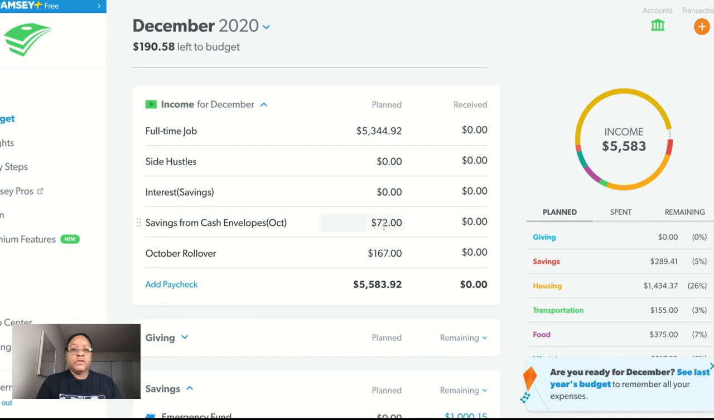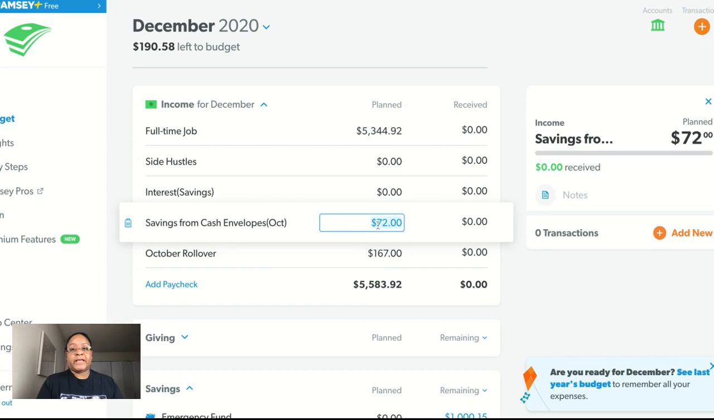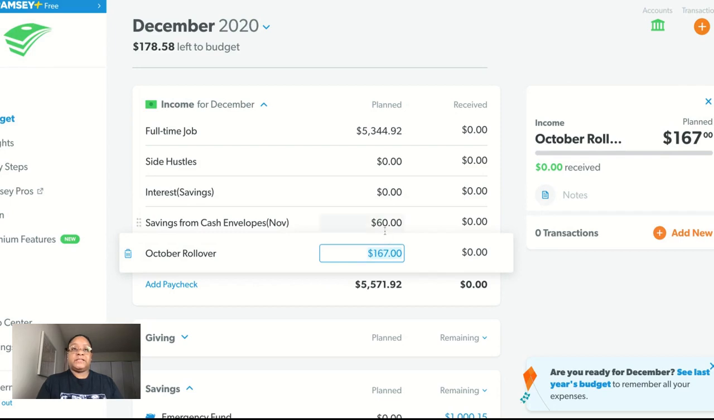So the first thing I'm going to do in my income section, since I'm a salaried employee, is enter my pay. Savings from my cash envelopes, I'm predicting $60. I'm going to change this month to November, so the money I save in November goes towards my debt payment in December. Anything that goes over the 60, I still just put to debt, but this is where I make my initial claim, so I know that I have to reach that goal.